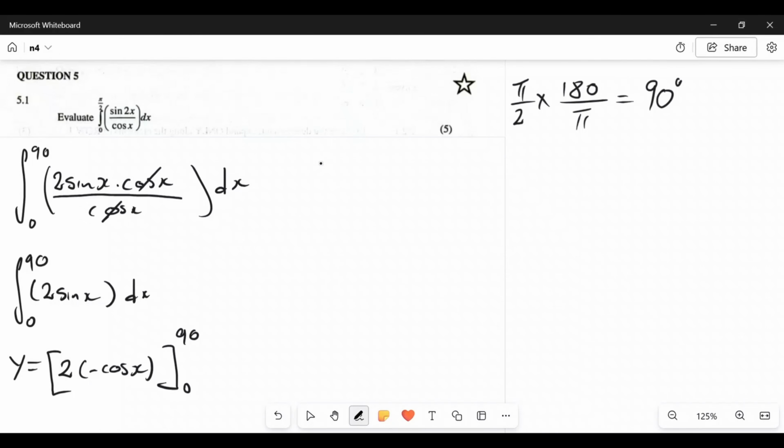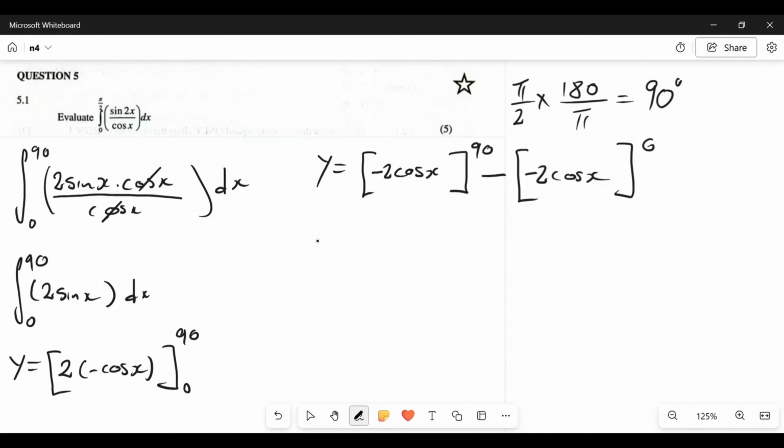Let me continue on top here. As you continue, this is going to be as follows. The first bracket is going to be for the upper limit. If we multiply these two with negative cos x, this is going to be negative 2 cos x. There we go. Then we close the bracket. This is for the upper limit. Then we subtract them. Now, the second bracket is for the lower limit. It's going to be the same integral there, which is negative 2 cos x. That is for the lower limit. Then from there, we start substituting. We substitute the limit wherever there is x. So on the first bracket, we're going to substitute 90 wherever there is x.